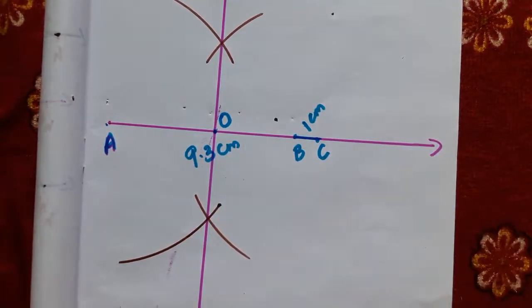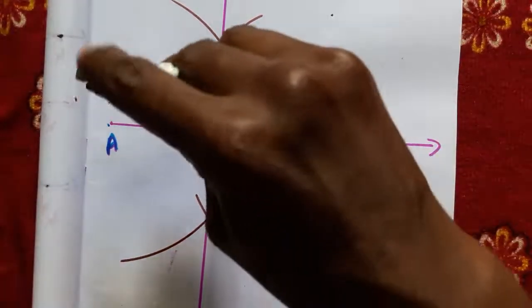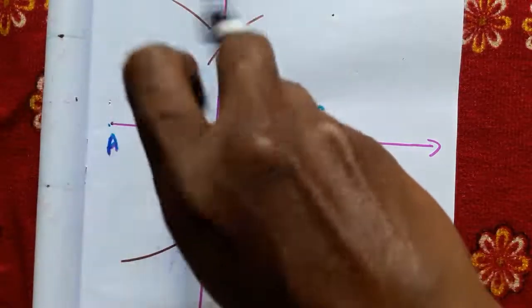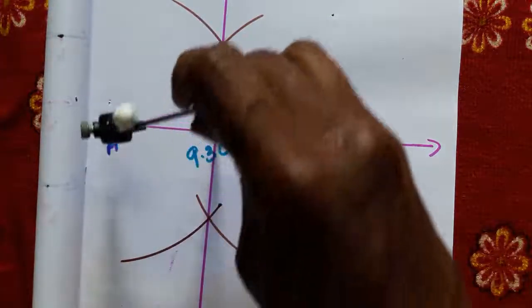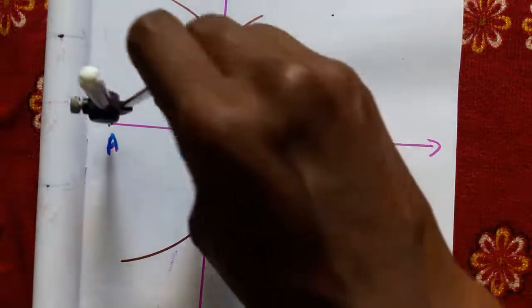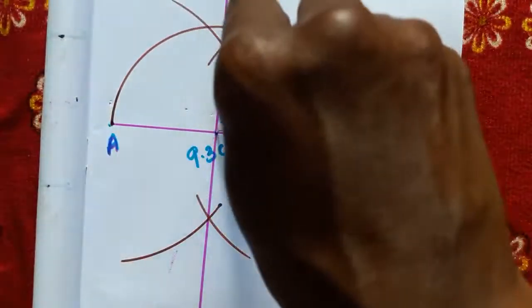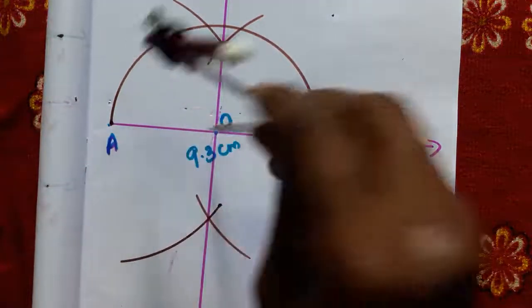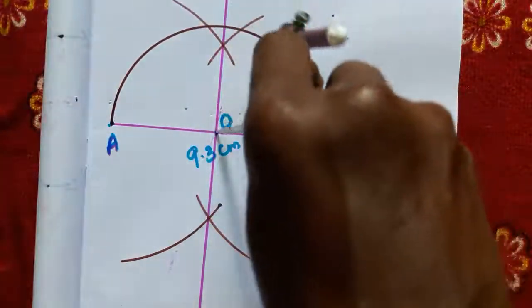Now draw an arc. Now with the help of the compass, measure OA. Is OC equal to OA? Yes. So with O as center, draw an arc like this. Clear?